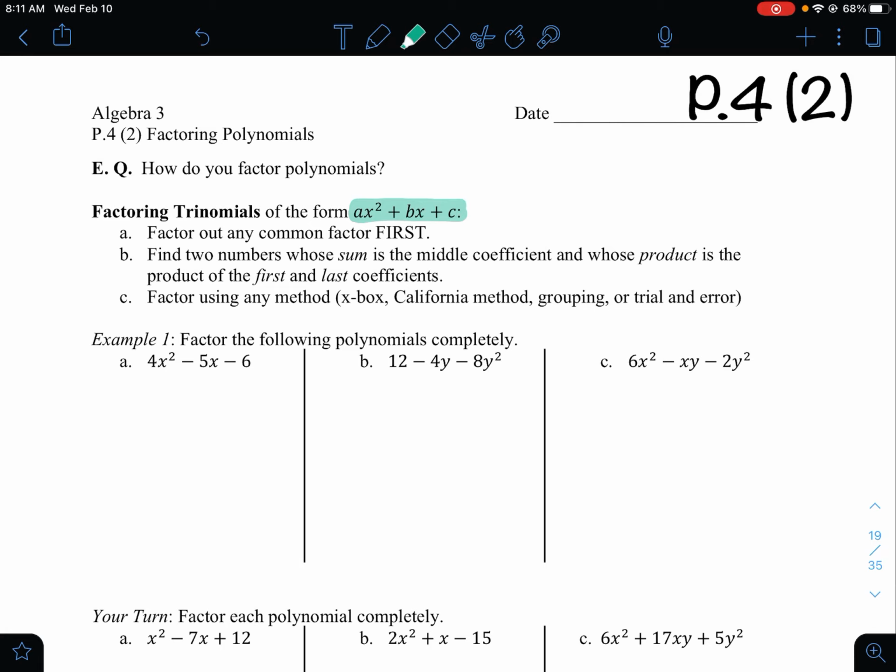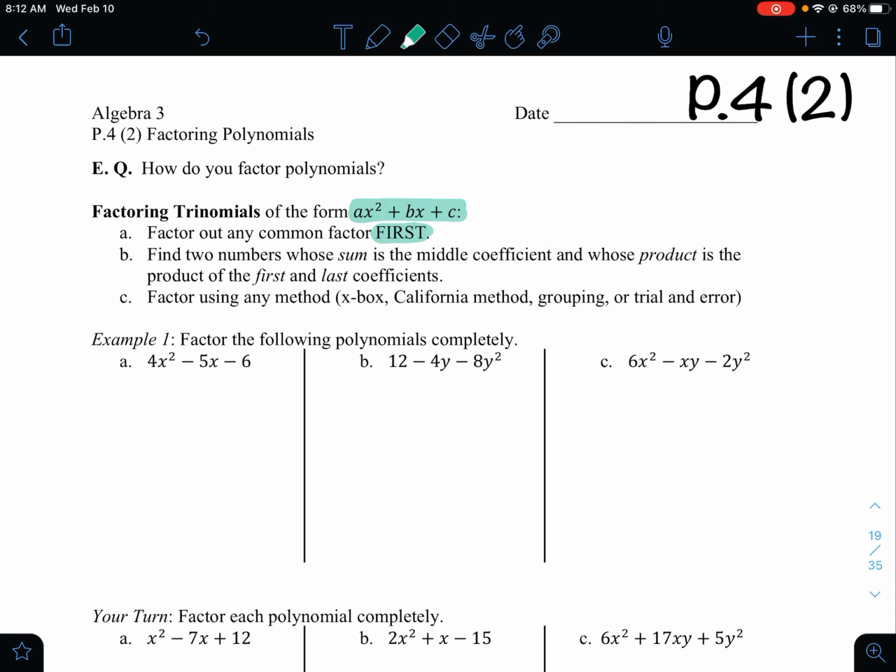Before we start to factor by grouping, just like I said yesterday, you have to make sure you factor out any common factor first. Always look at that. It might make your numbers a little bit smaller, make the problem easier for you. Then you have to ask yourself the same two questions, regardless of the method that you choose to factor. You have to find two numbers whose sum is equal to the middle coefficient and whose product is the product of the first and the last coefficients.